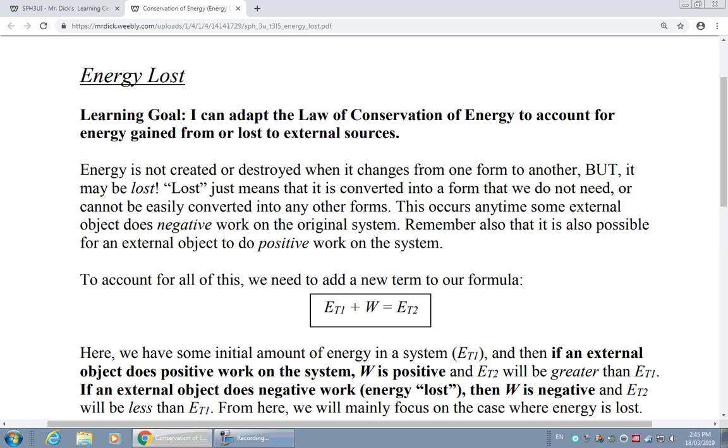So to account for all this, we're just going to correct our formula a little bit and add an extra term to it. Specifically, we're going to add W, some extra work that's being done by something else that wasn't in our original system that we were discussing. So that could take on two different possible forms.